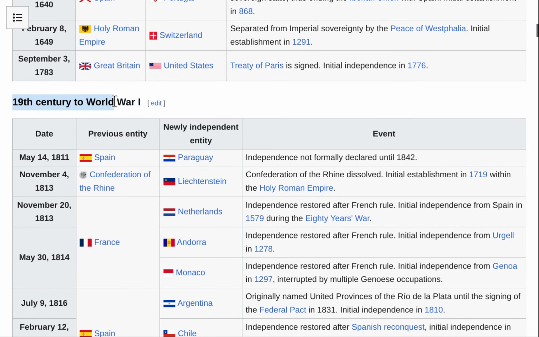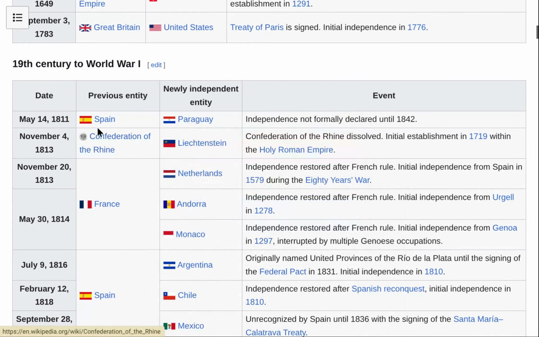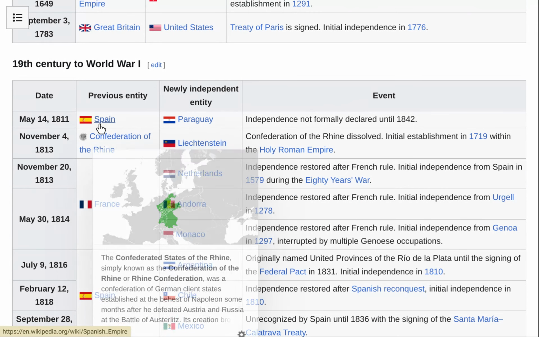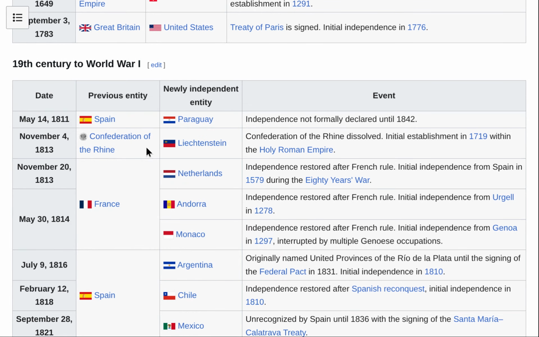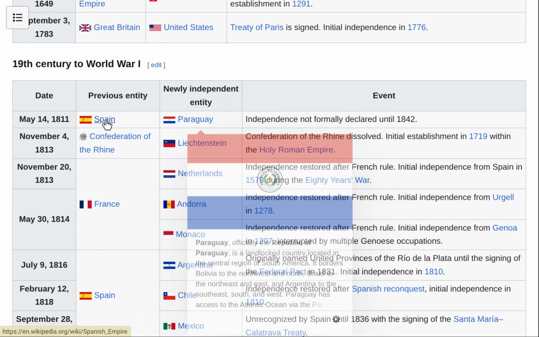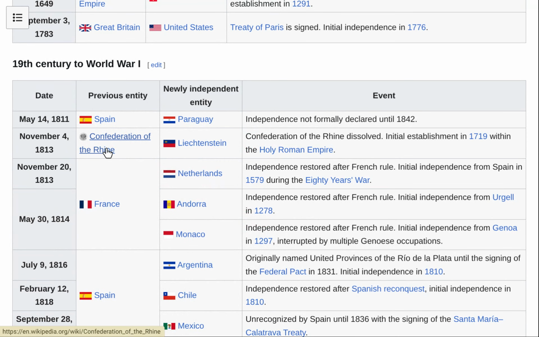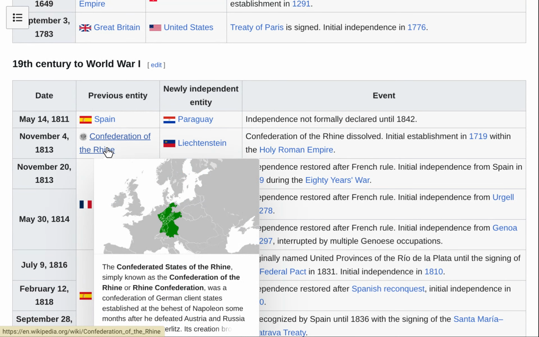Now we've got 19th century to World War I, and it says edit, but I'm not going to click that. So now we've got Spain, the Spanish Empire. Yeah, we already read that. And actually, Paraguay gained independence from Spain. Good fact. Confederation of the Rhine.